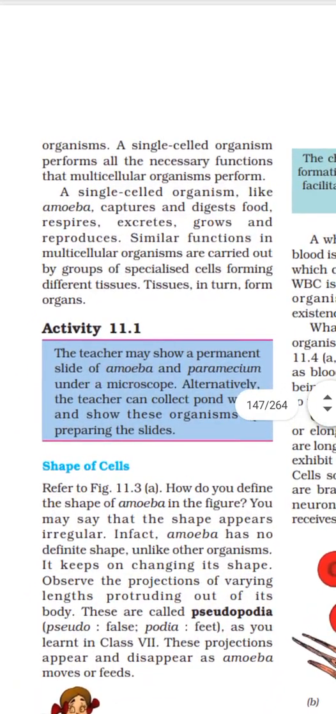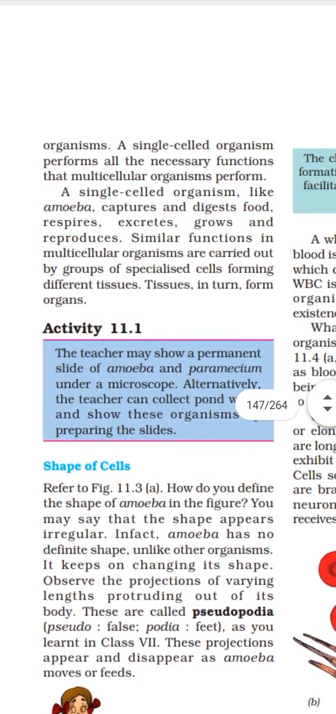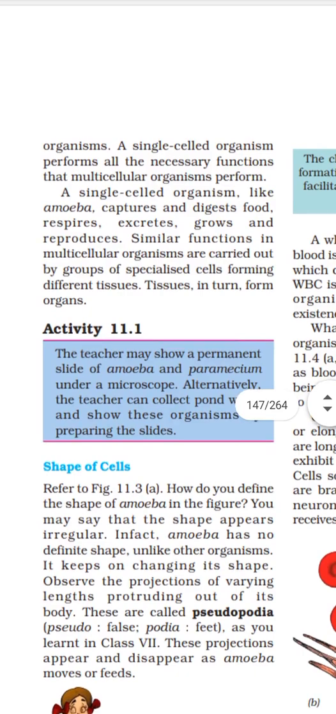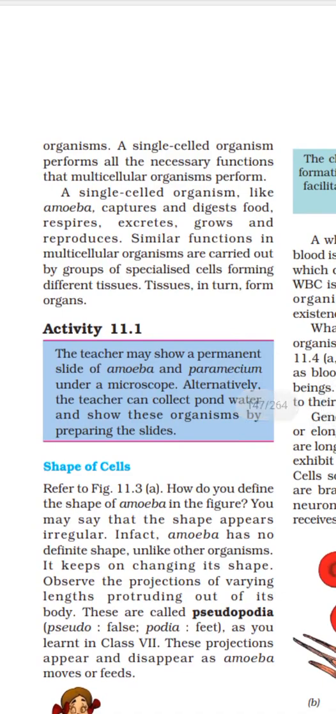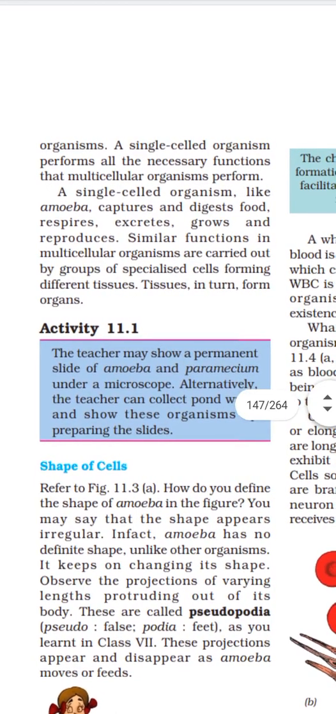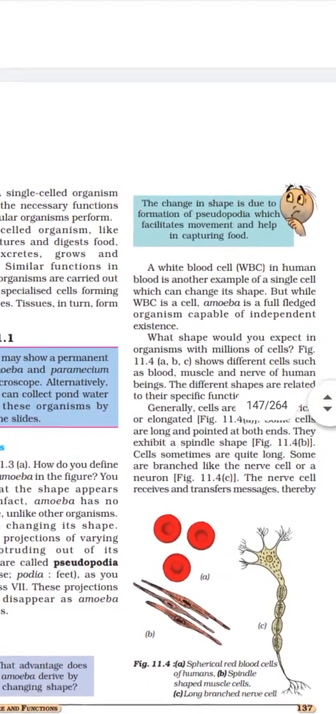How do you define the shape of the amoeba in the figure? You may say that the shape appears irregular. In fact, amoeba has no definite shape, unlike other organisms. It keeps on changing its shape. Observe the projections of varying length protruding out of its body. These are called pseudopodia, as you have learned in class 7. These projections appear and disappear as the amoeba moves or feeds.